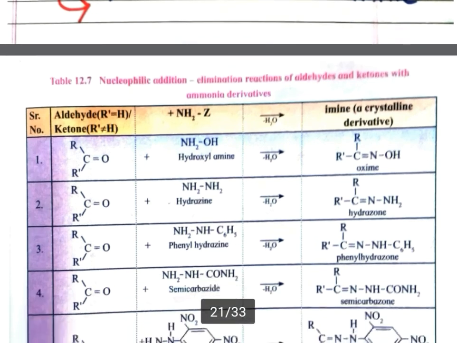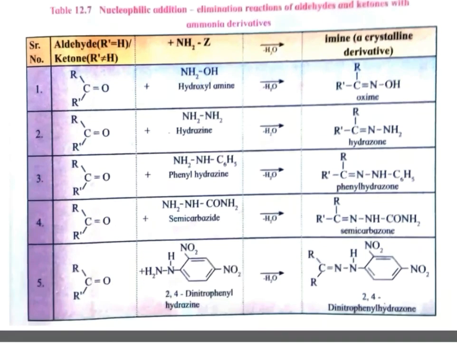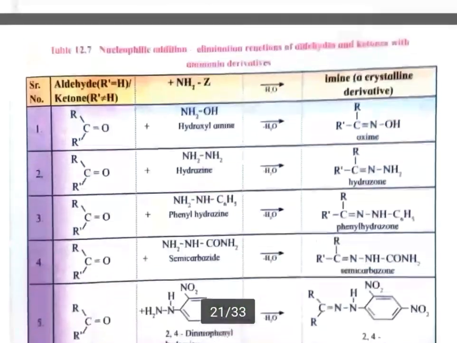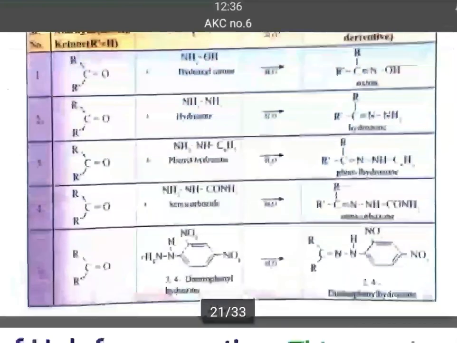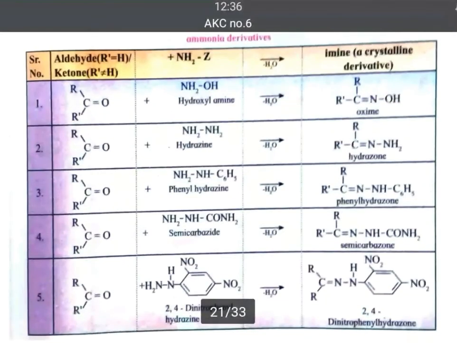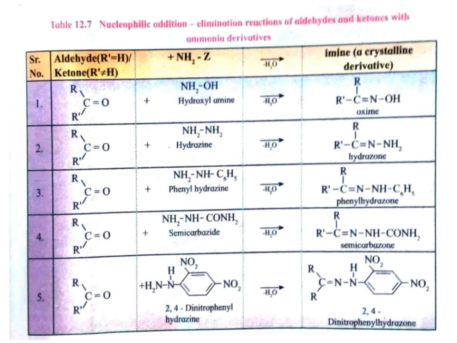Next, these are the addition-elimination reactions of aldehydes and ketones with ammonia derivative. Here just the Z group is changed in their reactions with aldehydes and ketones. By using this same mechanism, you can try these various examples given in the table.